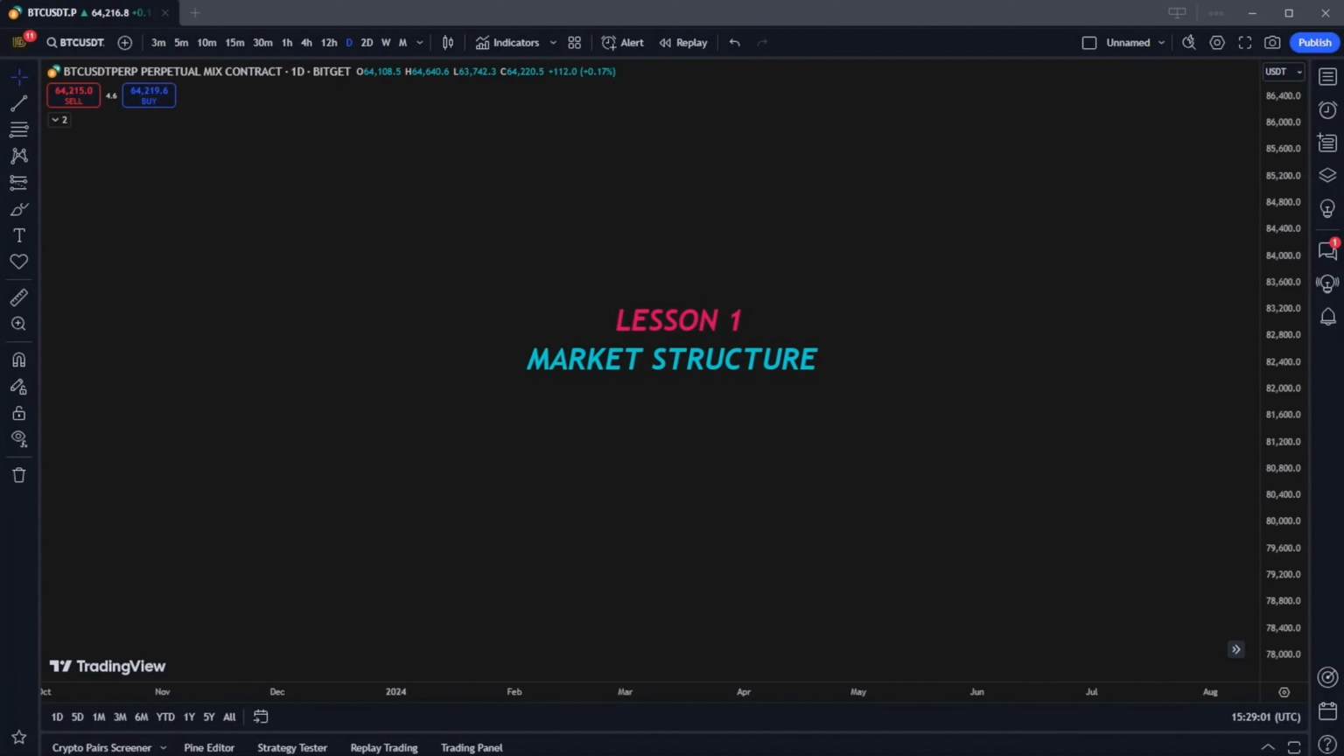Understanding market structure is essential for trading because it will not only help you see the bigger picture of how the market behaves, but it will also let you identify trends such as whether the market is moving up, down, or sideways. It will also help you recognize ranges where price moves between a high and a low and spot key turning points for where the market might change direction.